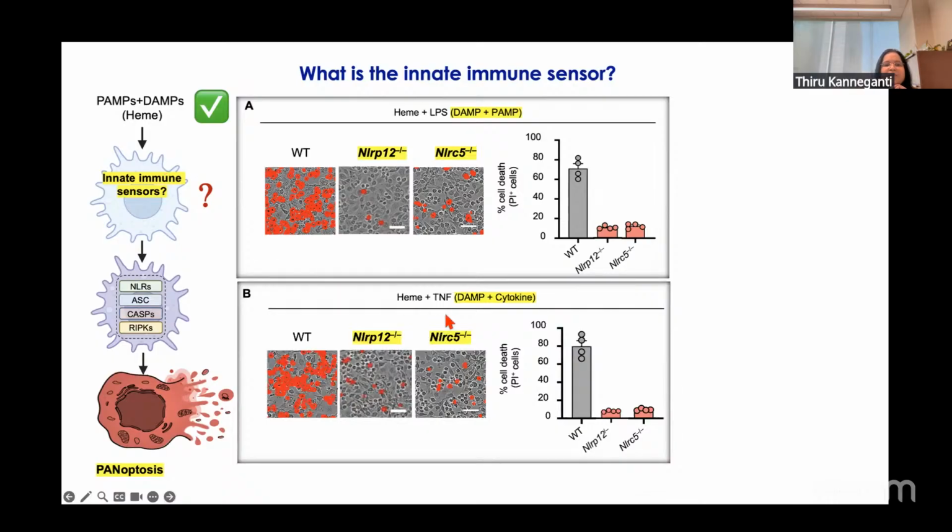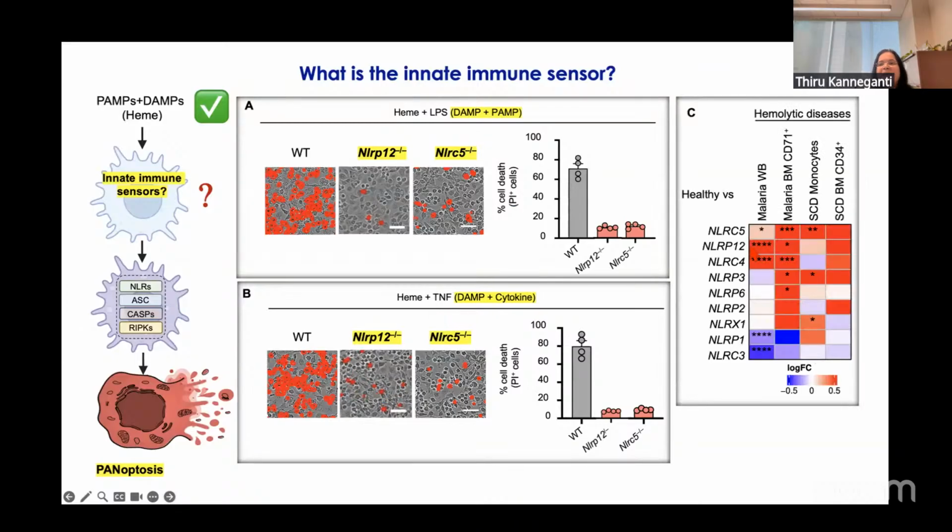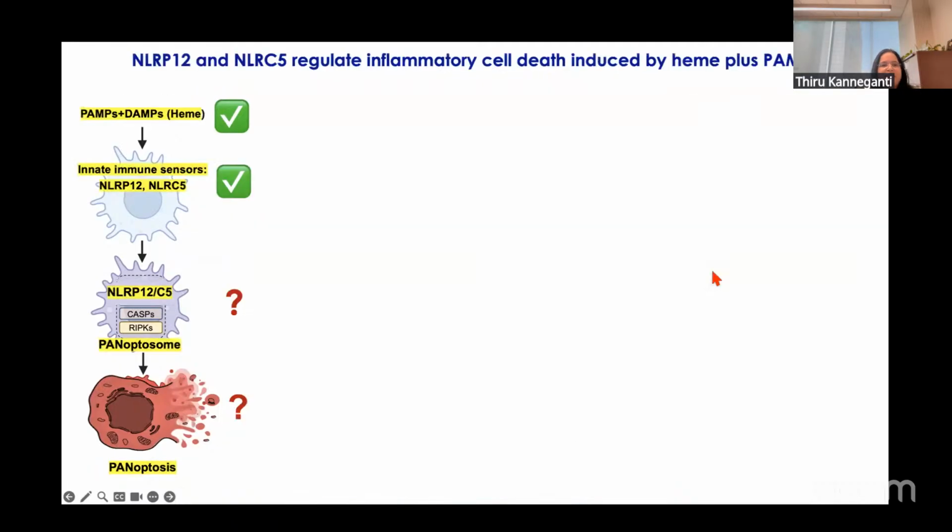Here we also showed that TNF downstream of LPS TLR4 signaling can also induce robust cell death. And interestingly, in hemolytic diseases, we have also seen NLRC5 and NLRP12 being highly upregulated. Then what is the nature of the cell death? So now we are asking whether the panoptosome complex is involved and if the death is panoptosis. How do we test that? We test by asking about the role of caspases and RIPKs.